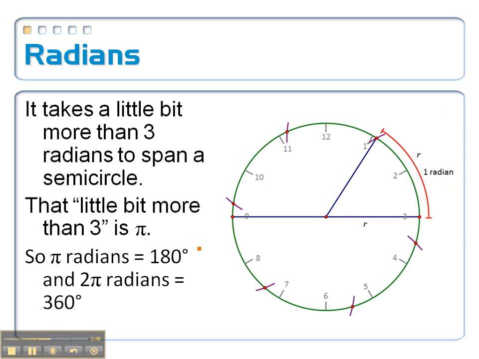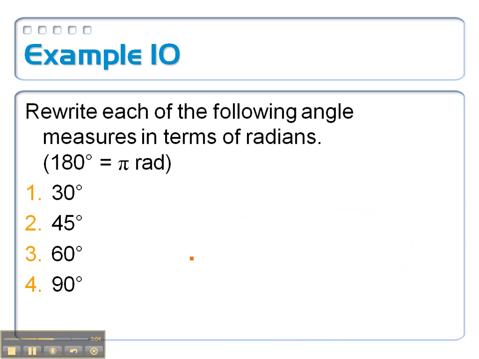And that's the most important part for you to remember. It's the conversion factor, that pi radians equals 180 degrees. So 2 pi would equal 360 degrees. Look at that double box action. So let's do some conversions here.